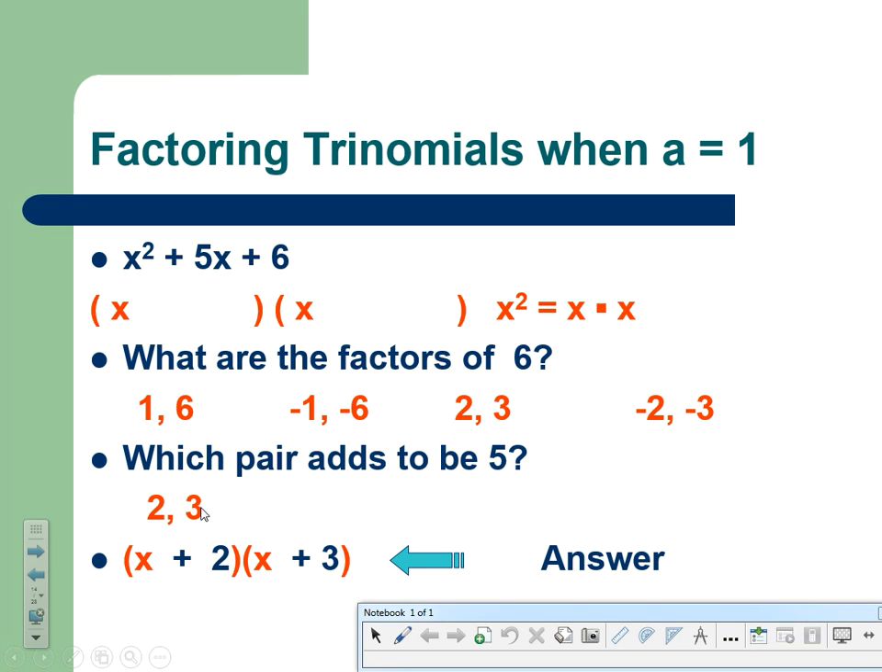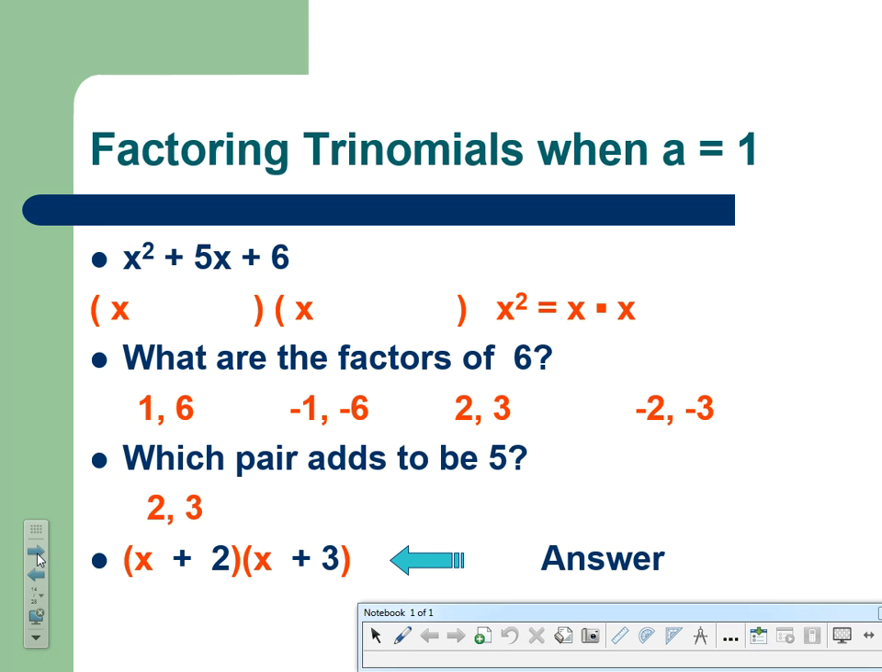These two numbers will fill in the remaining spaces in our two binomials. And it does not matter if you place the 2 first or the 3 first. So our factored solution is (x plus 2) times (x plus 3). Now, of course, to check to see if you are right, you would multiply these two out to see if you get x squared plus 5x plus 6.